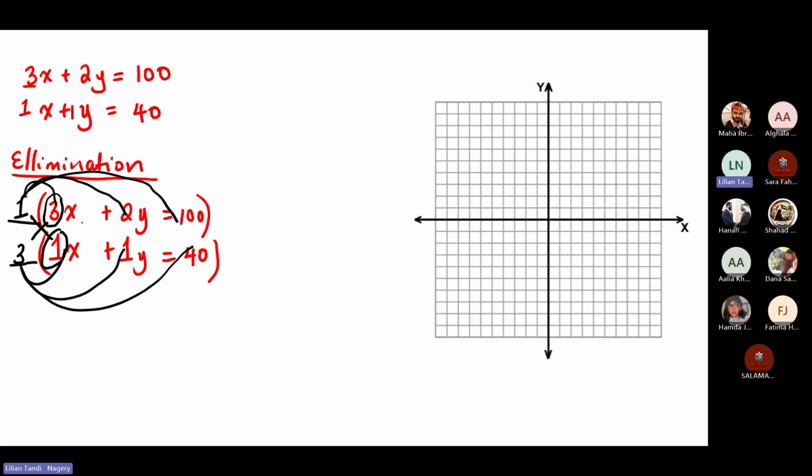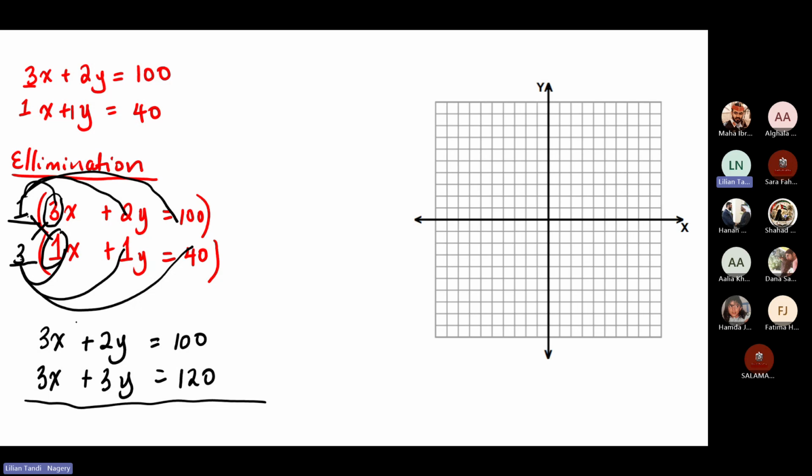One times 3x becomes 3x. 1 times positive 2y becomes positive 2y. 1 times 100 becomes 100. A number times 1 will remain the same. Now I want to multiply my second equation by 3. 3 times 1x becomes 3x. 3 times positive 1y becomes positive 3y. 3 times 40 becomes 120.